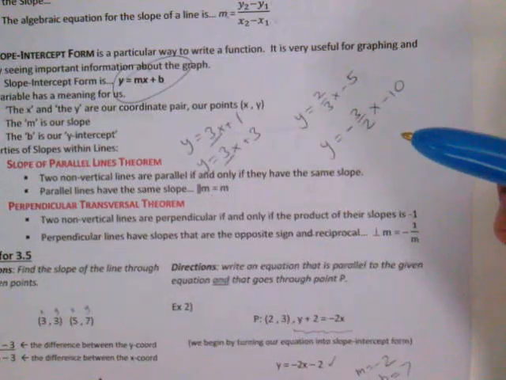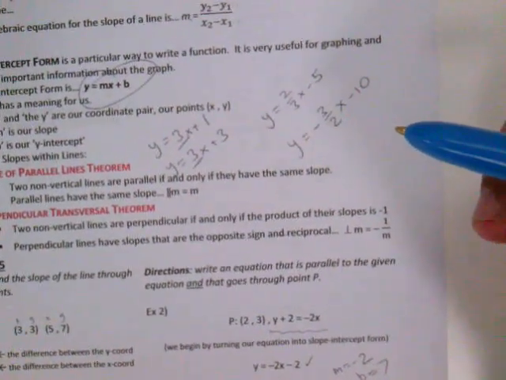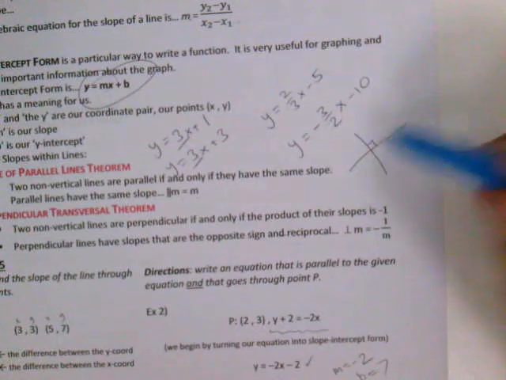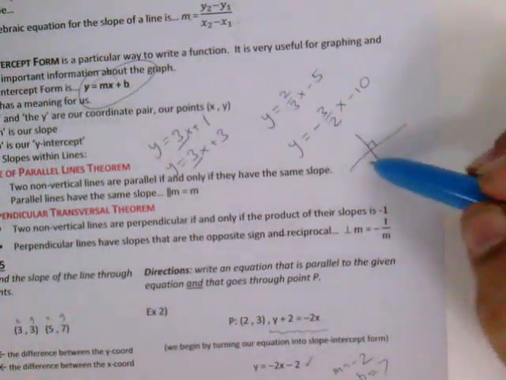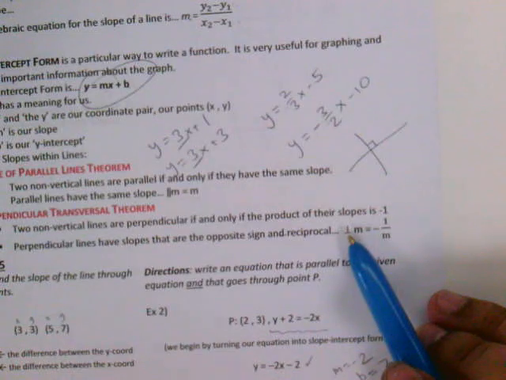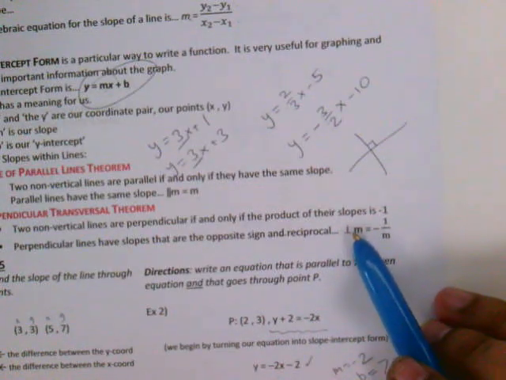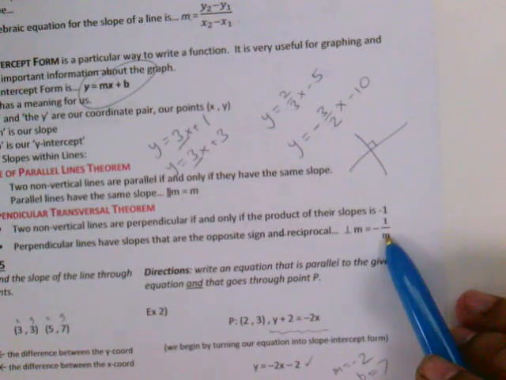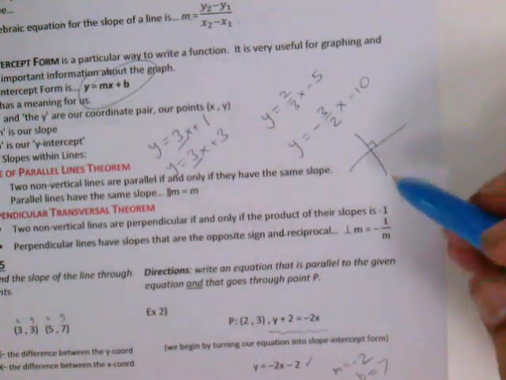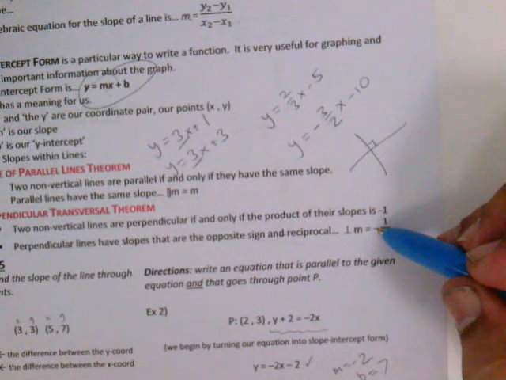Now, when it comes to perpendicular, let me remind you what that means. When it comes to perpendicular lines, like these two lines, this is the symbol that we use for perpendicular. It's an upside down T. And a perpendicular slope is the original slope, but flipped upside down, and with a different sign.